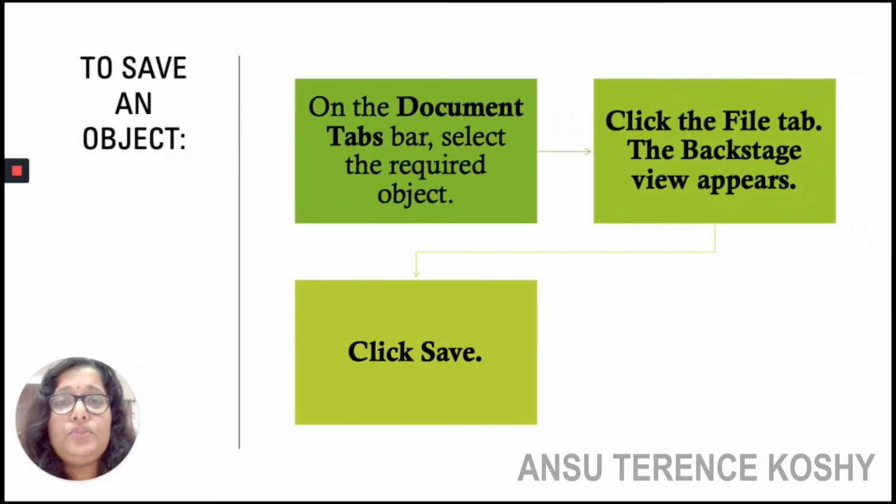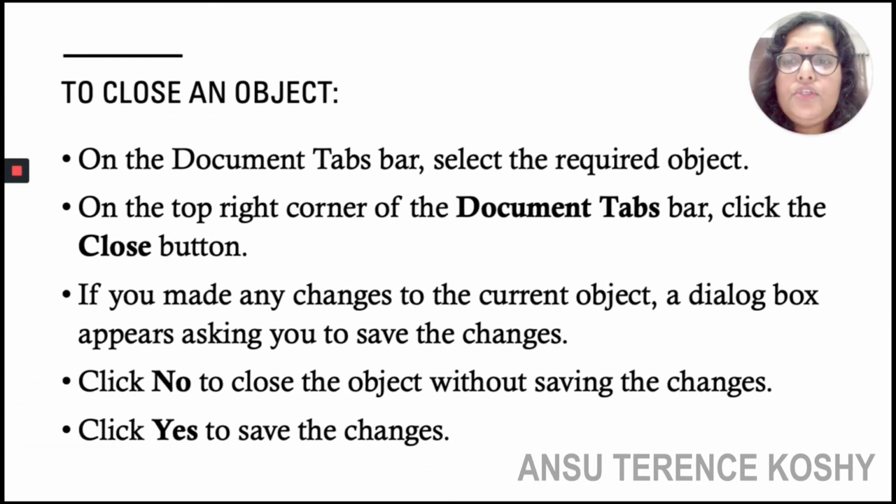To save an object, on the document tabs bar, select the required object that you want. Then click the File tab and click Save. To close an object, on the documents tab, select the required object. On the top right corner of the document tabs bar, click the close button. If you made any changes to the current object, a dialog box appears asking you to save the changes. Click No to close the object without saving the changes, and click Yes to save the changes.